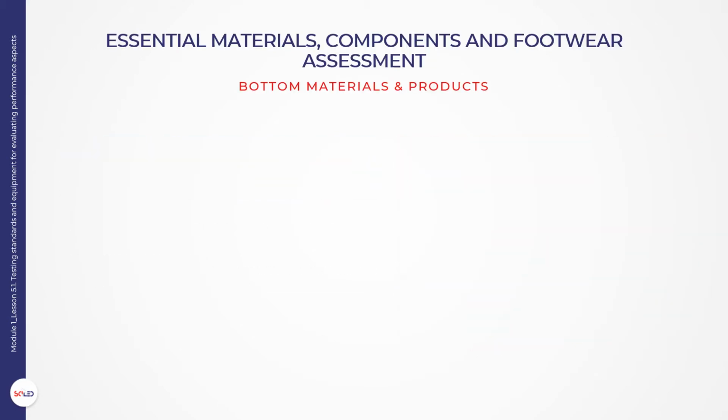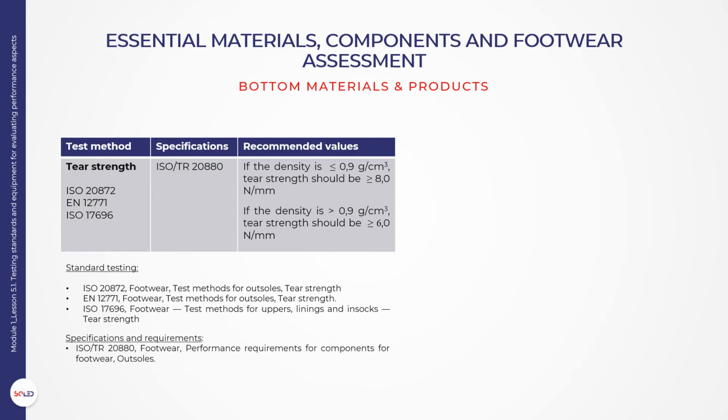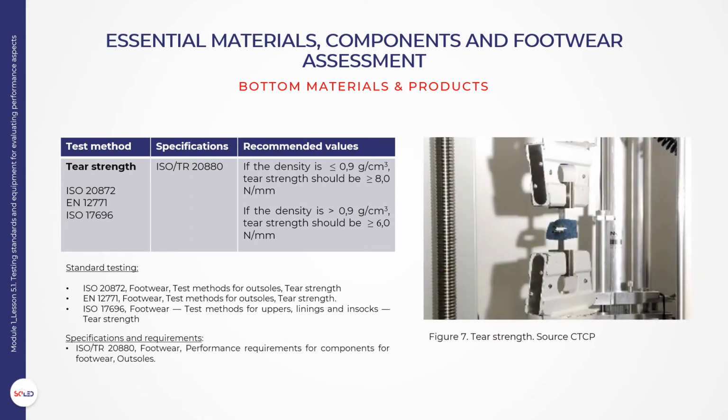Tear strength is the force required to tear a material. The recommended values are as follows. If the density is less than or equal to 0.9 grams per cubic centimeter, the tear strength value should be superior or equal to 8,0 Newton per millimeter. Or in the case of the density being greater than 0.9 grams per cubic centimeter, the tear strength value should be superior or equal to 6,0 Newton per millimeter.